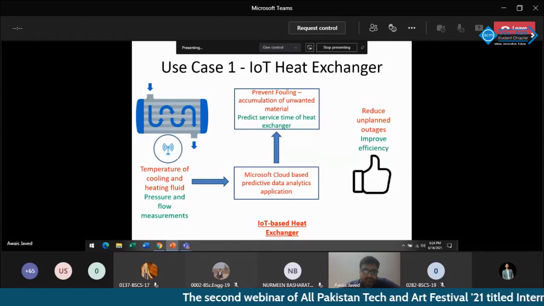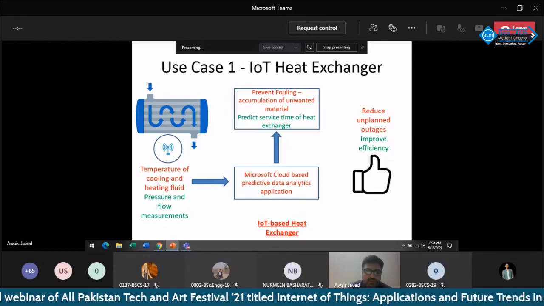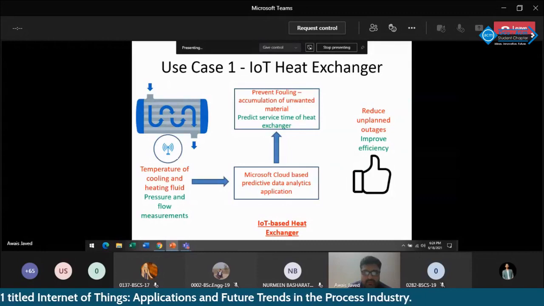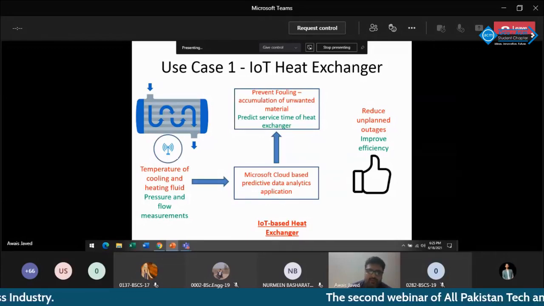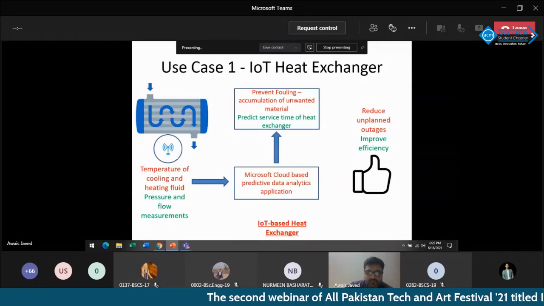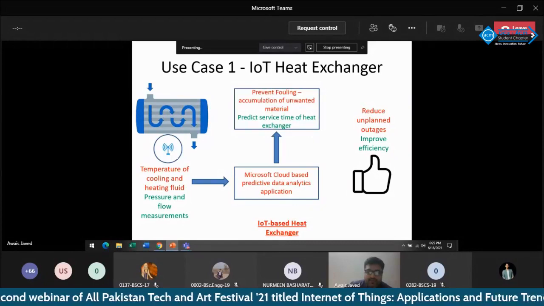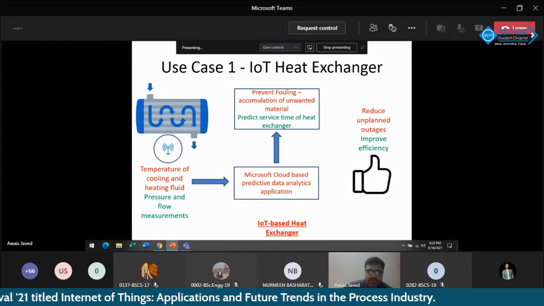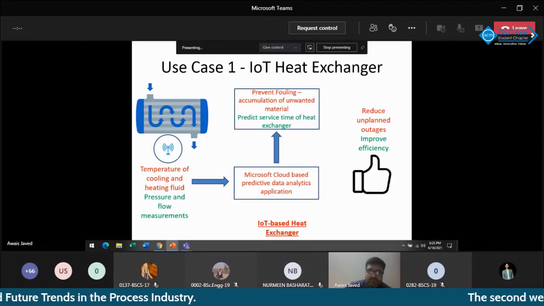For that, one idea could be an IoT-based heat exchanger, where you have some sensors placed in the heat exchanger, sensors such as temperature sensors that can monitor the cooling and heating of the fluid, and for example some pressure sensors and flow sensors. We can have measurements like that. These measurements can be sent to a cloud or centralized server, where some predictive data analytics can be used, and it can be figured out whether the heat exchanger is operating at full efficiency or not.